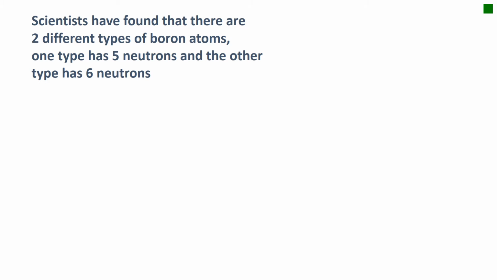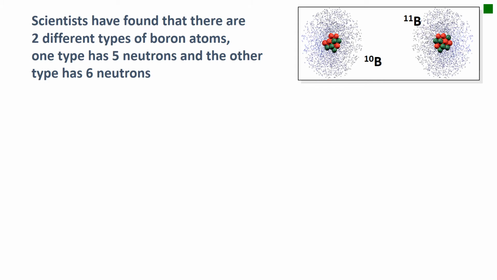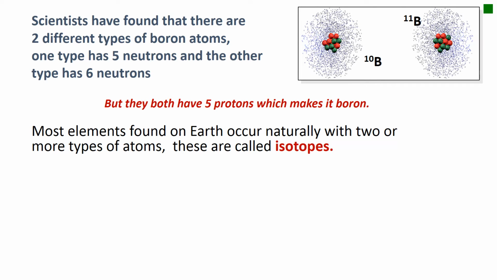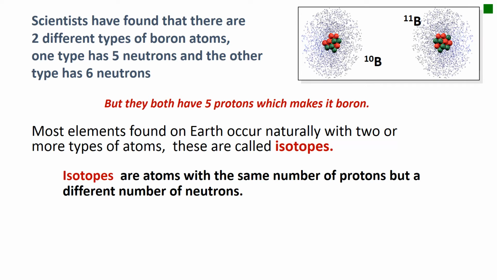Okay. So scientists have found that there are 2 different types of boron atoms. One has 5 neutrons and the other one has 6 neutrons, just like we saw on the last slide. They both have 5 protons, though, so we know that they're both boron. Most elements found on Earth occur naturally with 2 or more types of atoms, and we call these atoms isotopes. Isotopes are atoms with the same number of protons, but a different number of neutrons. So boron 10 and boron 11 are isotopes. They both have 5 protons, but they have different numbers of neutrons.